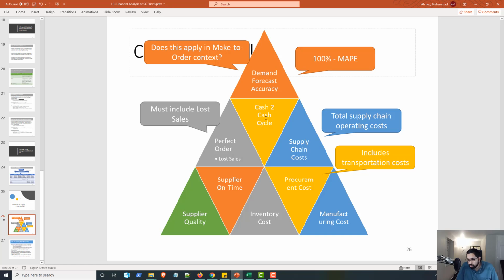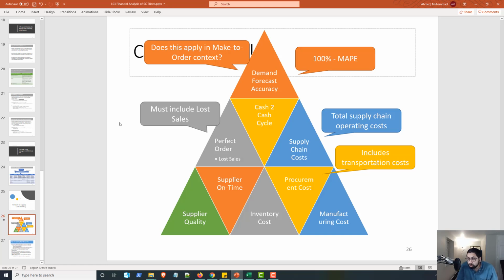Okay, cash to cash cycle time, we know we've done this, and supply chain costs, we have an idea what those costs are. We'll cover this more in this course: facilities costs, transportation costs, manufacturing costs, and so forth. So what the reading is telling you is that all of this, supply chain costs, cash to cash cycle time, which is a reflection of working capital, and the perfect order, all of these are impacted by forecasting accuracy. Showing you the importance of forecasting, right?